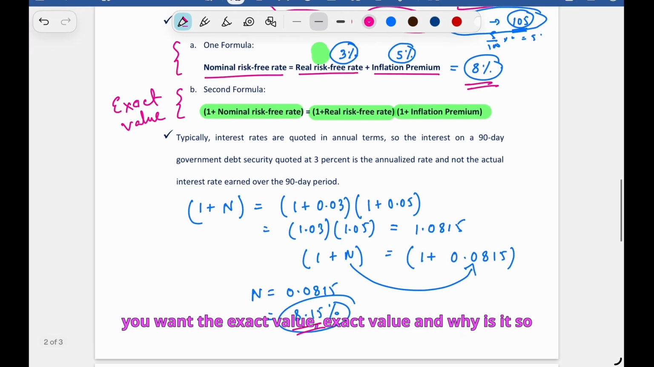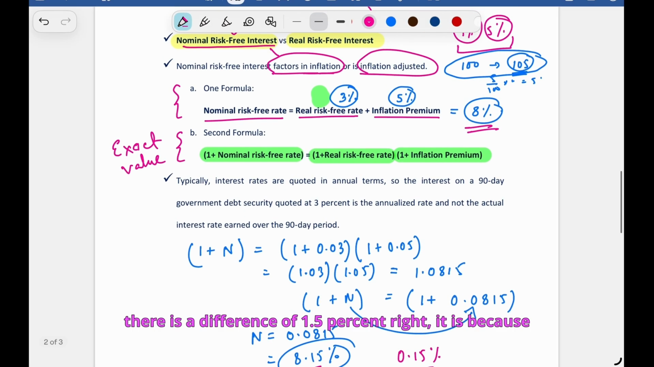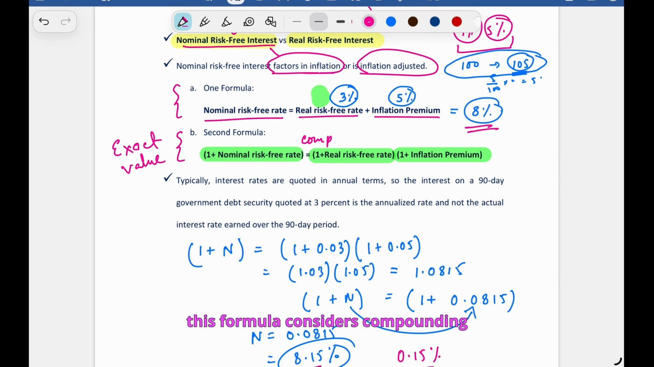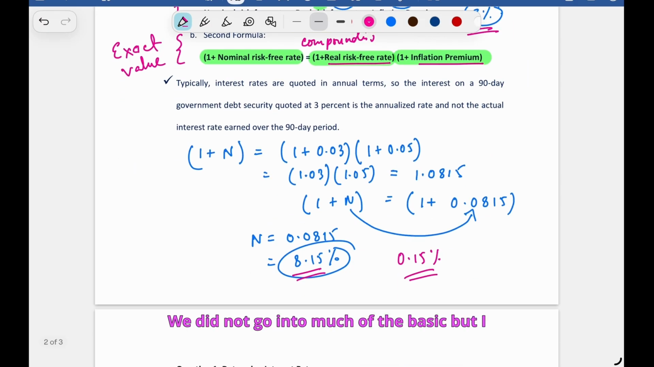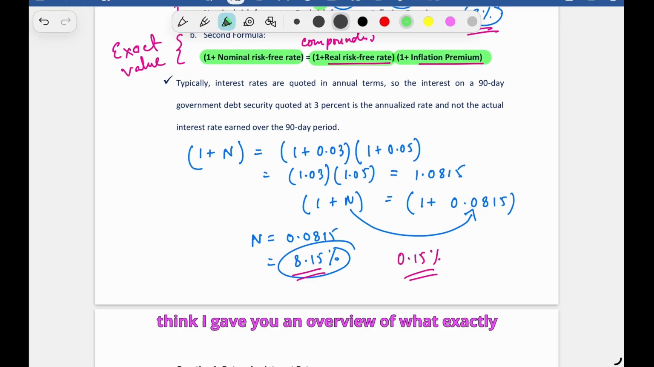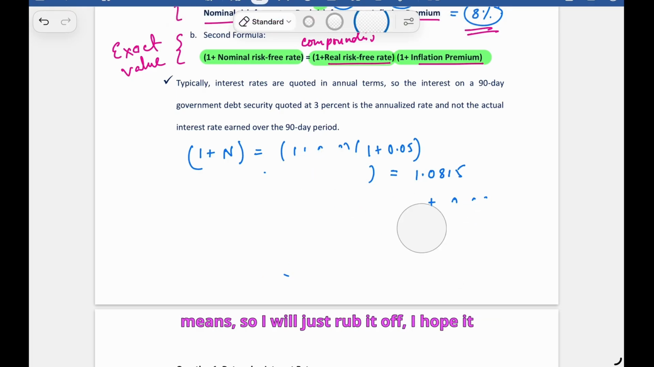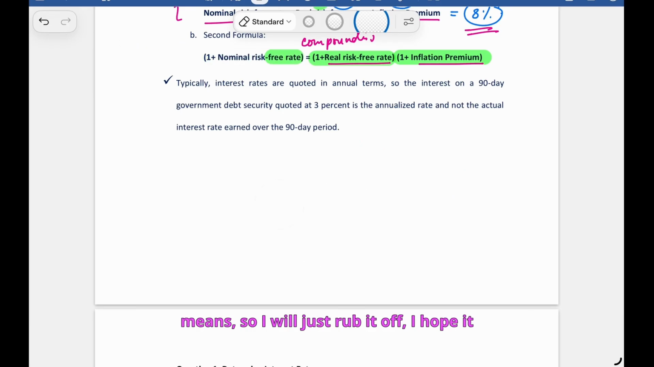And why is it so different? There is a difference of 0.15%, right? It is because this formula considers compounding of money, considering real risk-free interest rate and inflation together. Here, they are being treated separately in our formula, okay? We did not go into much of the basics, but I think I gave you an overview of what it exactly means. So I'll wrap it up. I hope it is pretty clear.